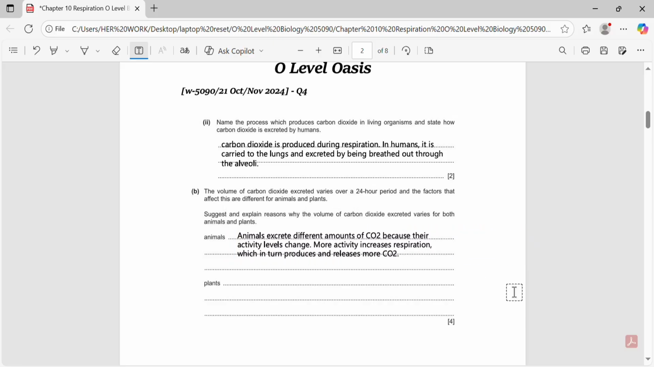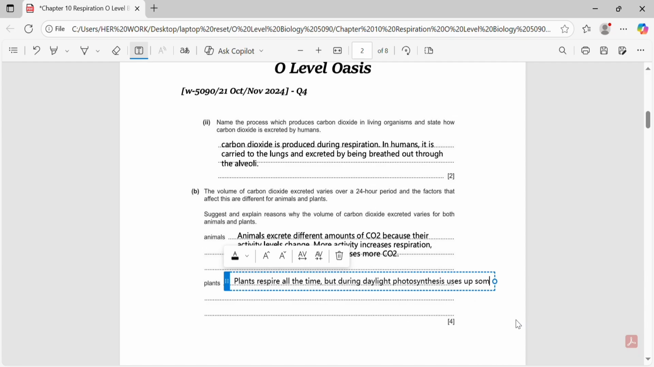And for plants, the narration continues with, plants respire all the time, but during daylight photosynthesis uses up some of the carbon dioxide. Therefore, they release less during the day and more at night when photosynthesis stops.